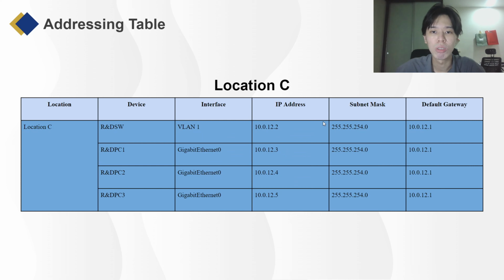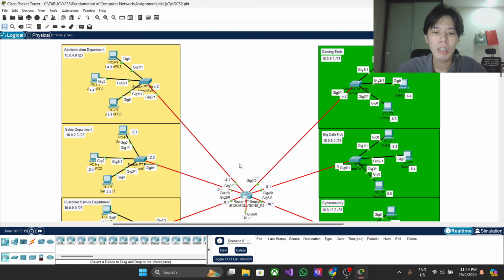Hi, my name is Loo Jie Yang. I'm going to show how we assign the IP address and subnet mask after we have done the calculation of the subnetting table and addressing table. So now, let's proceed to our demo with these IP addresses and subnet masks. Let's start the demo to assign IP address and subnet mask to the router.